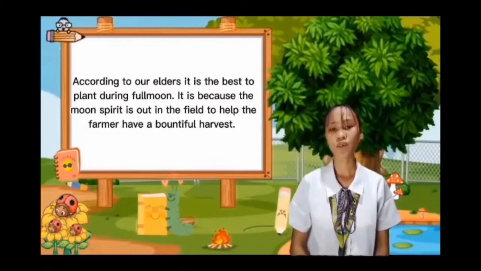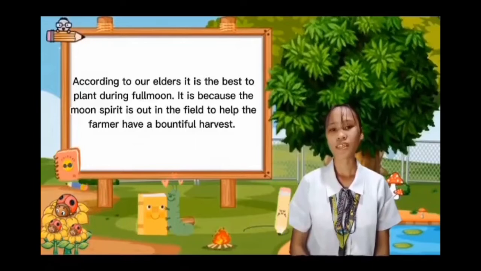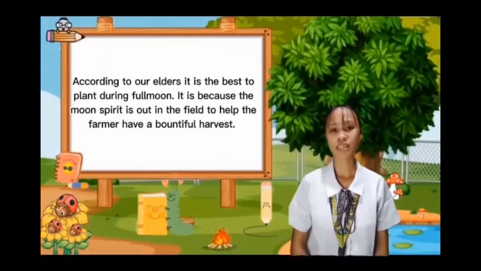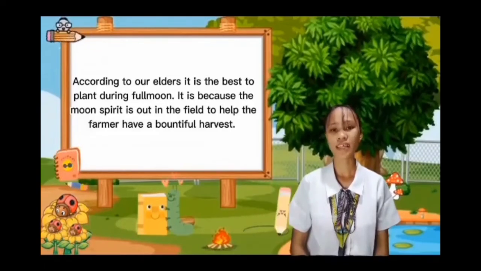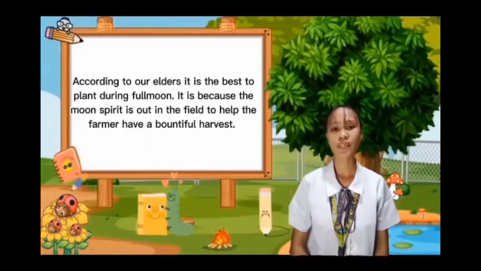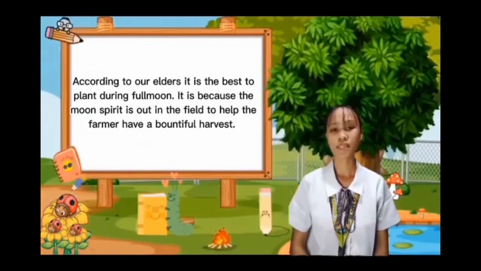What they do not know is that there is a scientific explanation on why it is best to plant during a full moon. The movement of the moon affects the rise and fall of ocean's tides. The movement affects the large bodies of water. At the same time, it affects the small bodies of water. This includes the water within living things like crops and plants.